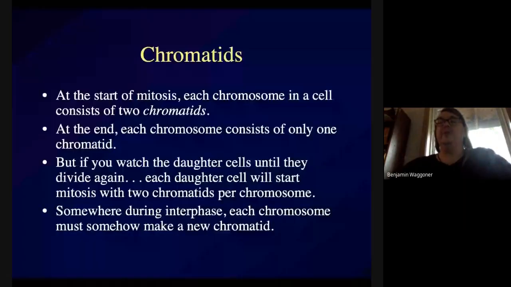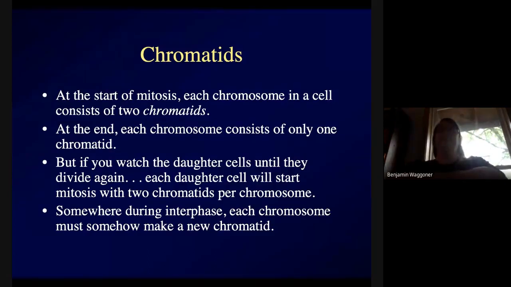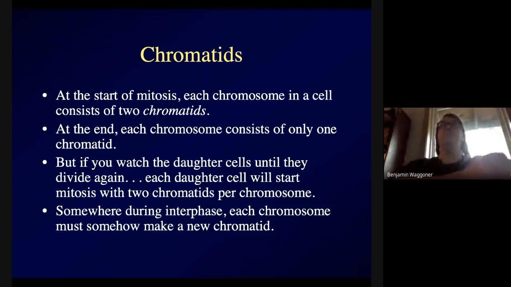And here's where we have to do some counting. And this gets a little bit tricky for some students to keep track of. When we start mitosis and the chromosomes become visible, we can see them, we can count them. And at the start of mitosis, each chromosome in a cell consists of a pair of chromatids. Remember, those are those two strands that are connected at a point called the centromere. When mitosis is done, each chromosome consists of only one chromatid. The chromatids separated when anaphase started and the centromeres broke apart.